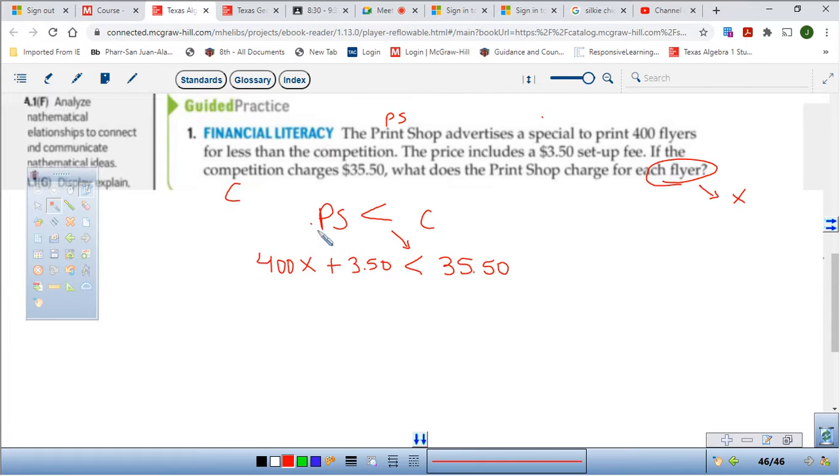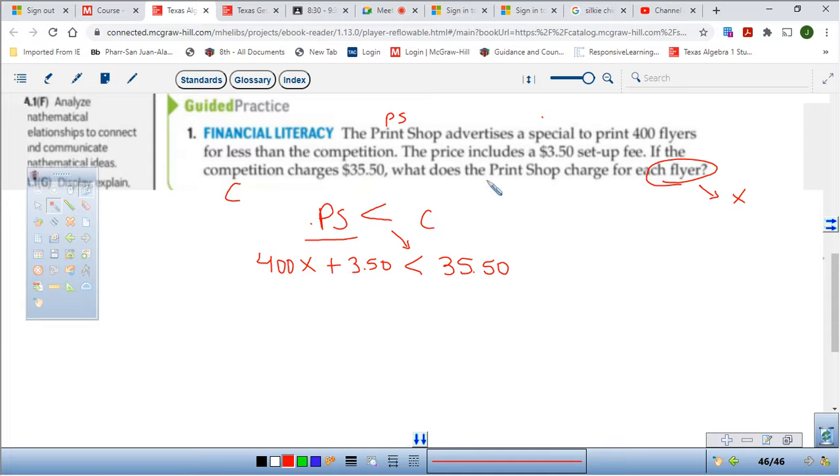Let's see this. This stands for print shop. The advertiser wants to print 400 flyers for less than the competition. So they want to be less than C. C is going to be the competition here, and they charge $35.50. The price includes $350 for setup and the prints. And that works.